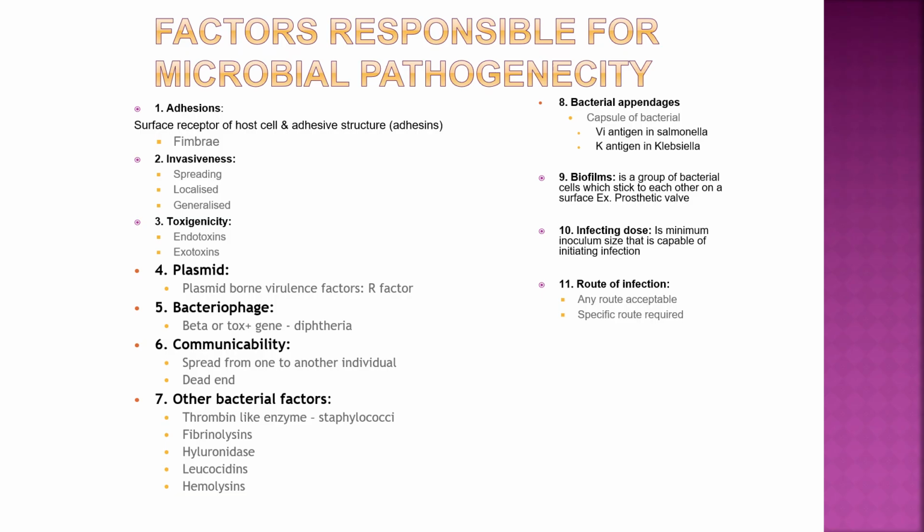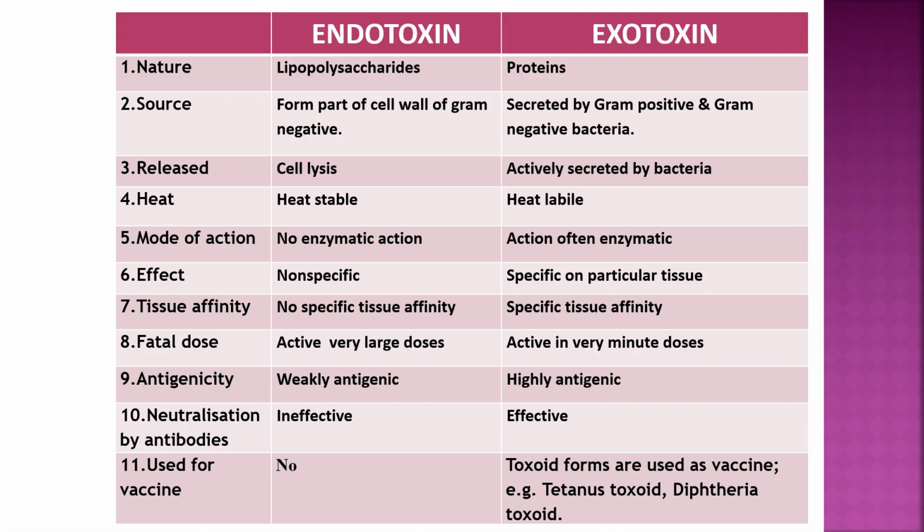Bacterial appendages like capsule or bacterial VI antigen in Salmonella, K antigen in Klebsiella. Biofilm is a group of bacterial cells which stick to each other on a surface. Example, prosthetic valve. Infecting dose is minimum inoculum size that is capable of initiating infection. Route of infection, any route or specific route required. So these are the factors causing microbial pathogenicity. Now we will see endotoxin and exotoxin differences.